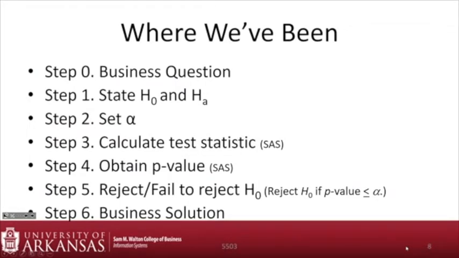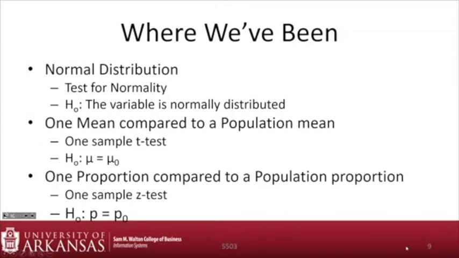Hypothesis testing a lot, right? We have our 6 steps. We're going to follow those 6 steps a lot. Stating our null and alternative hypothesis, getting our alpha level, calculating our test statistic, go SAS. Getting our p-value, again, we get that straight off of our SAS output. Rejecting or failing to reject our null hypothesis based on our p-value and our alpha level, and then turning that into some type of business conclusion so that we can actually answer our business question.